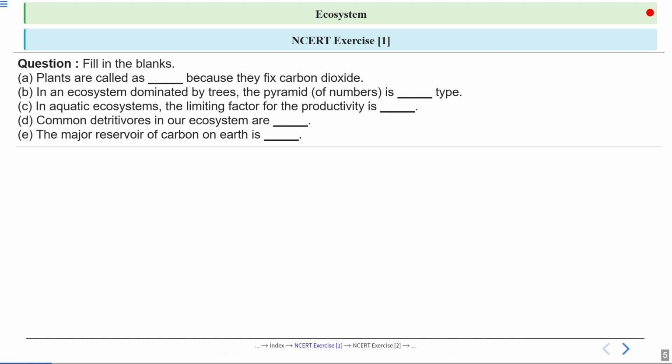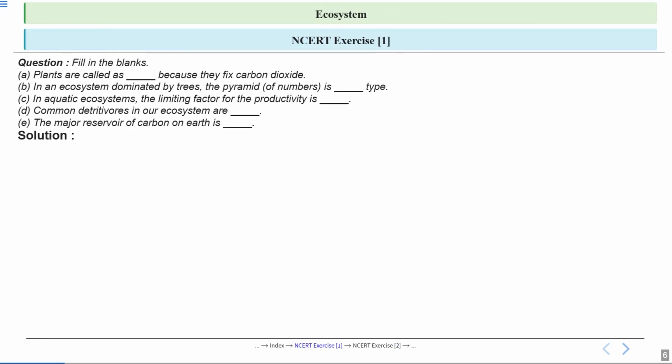These are the fill in the blanks type questions. The first one is: plants are called as dash because they fix carbon dioxide. Second one: in an ecosystem dominated by trees, the pyramid of number is dash type. The third one is: in aquatic ecosystem, the limiting factor for productivity is. The fourth fill in the blank is: common detritivores in our ecosystem are. Then the fifth one is: a major reservoir of carbon on earth is.